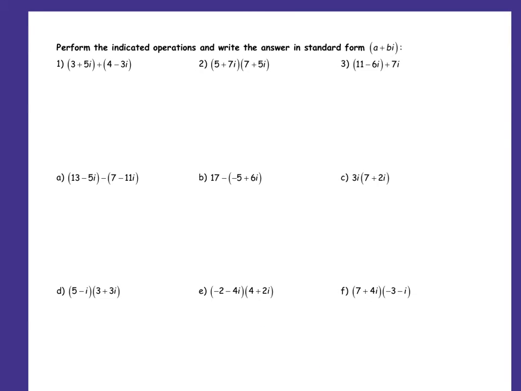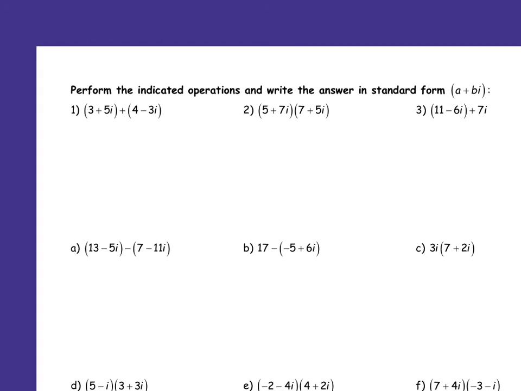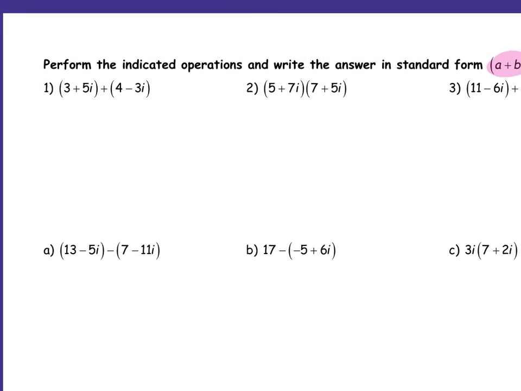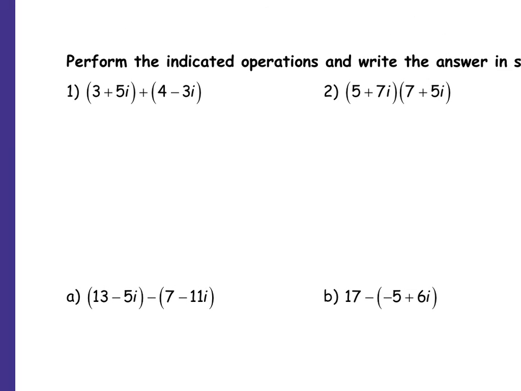The second page, which is even easier, we're adding, subtracting, and multiplying. The standard form for this, just so you know, is not like regular variables where the variable comes first. The i is not actually a variable, it's an imaginary number, so it comes last in my answer. So 3 plus 4 is 7, and then 5i minus 3i is 2i.